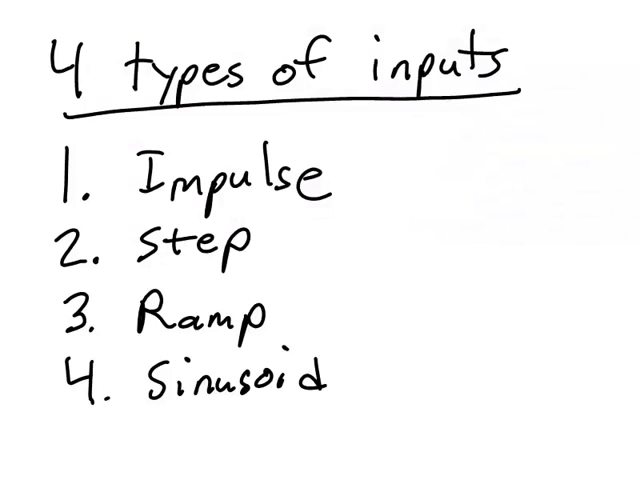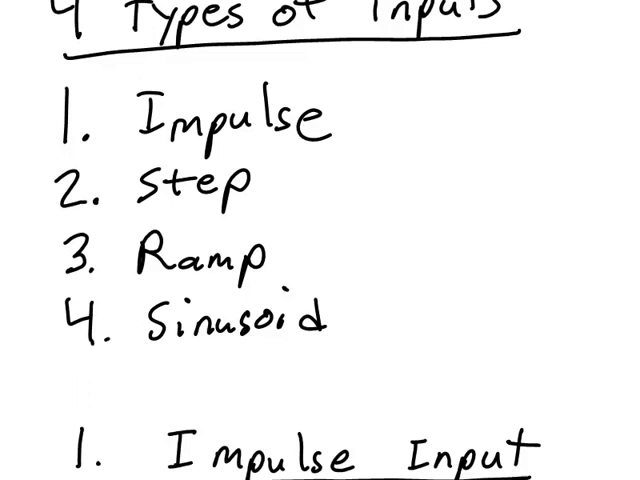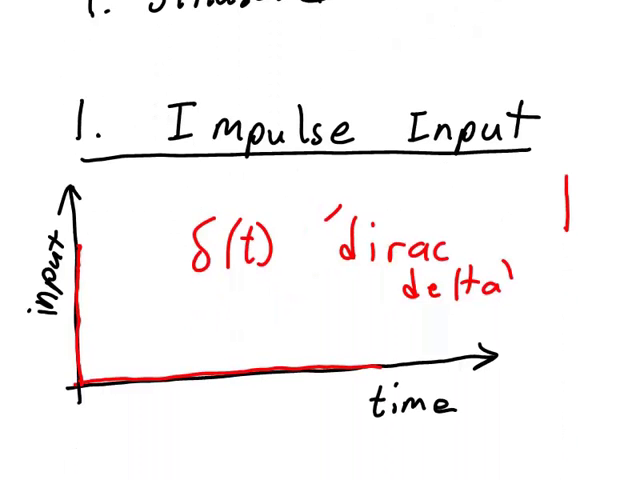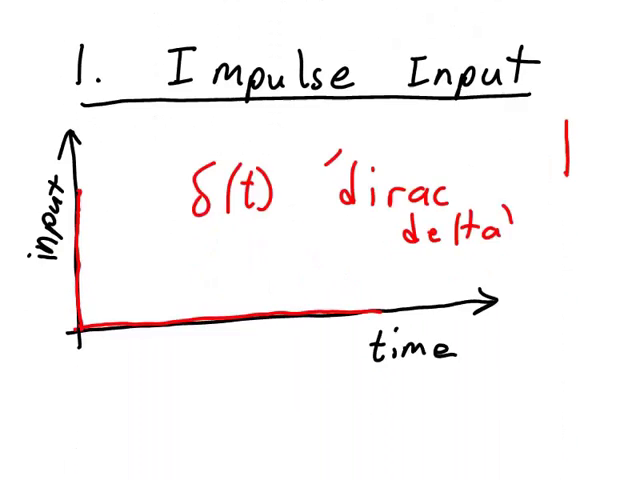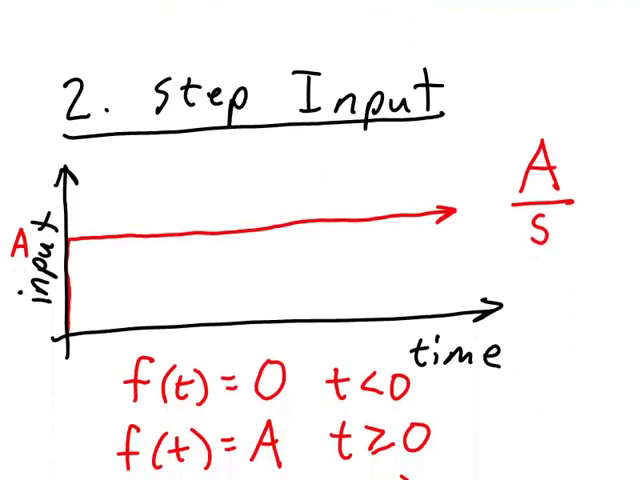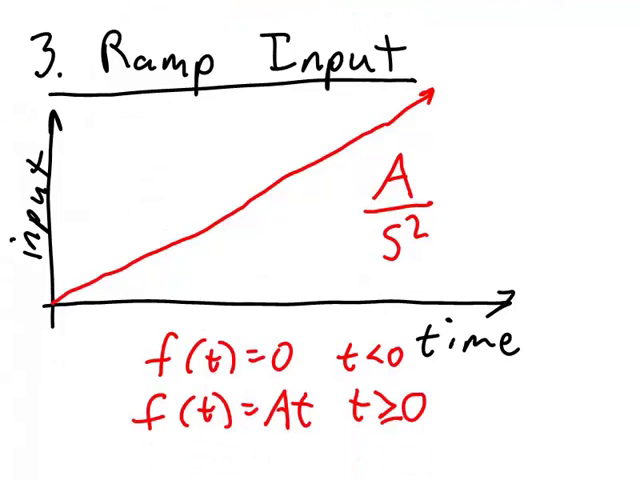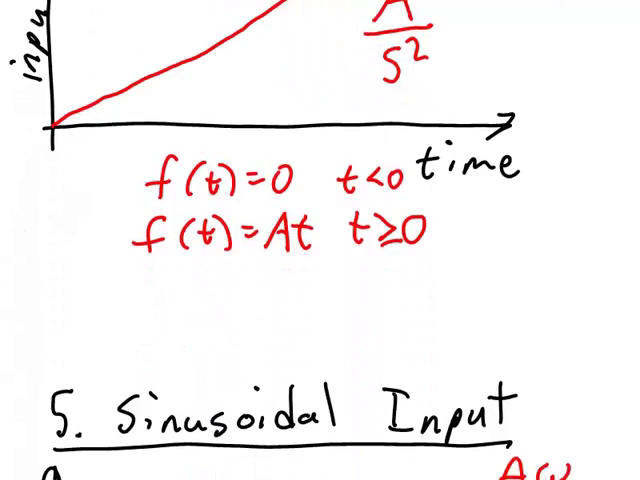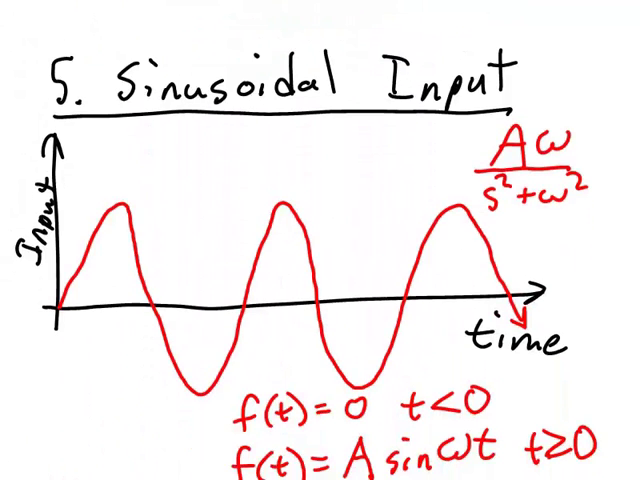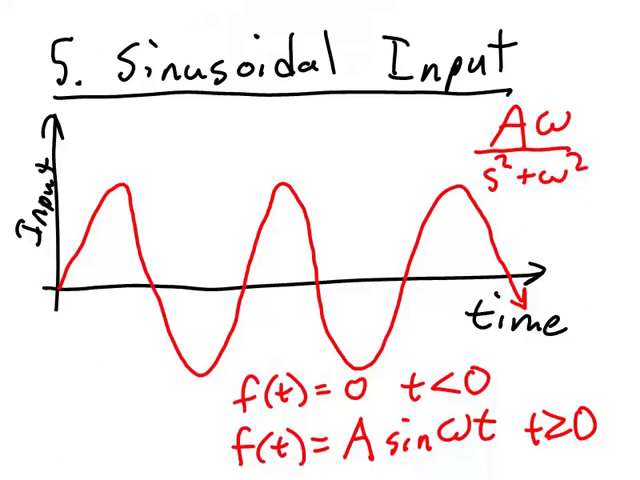In this video, we looked at the 4 common types of inputs: the impulse input, the step input, the ramp input, and the sinusoidal input, which should actually be number 4, not number 5 here.